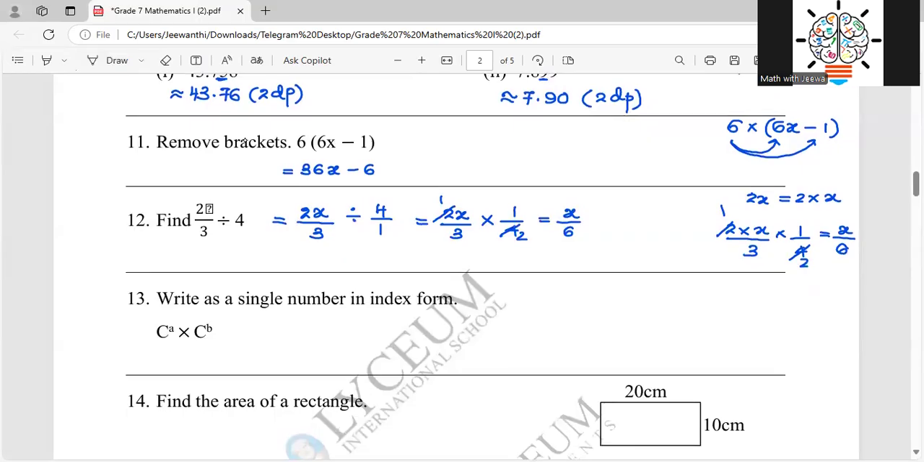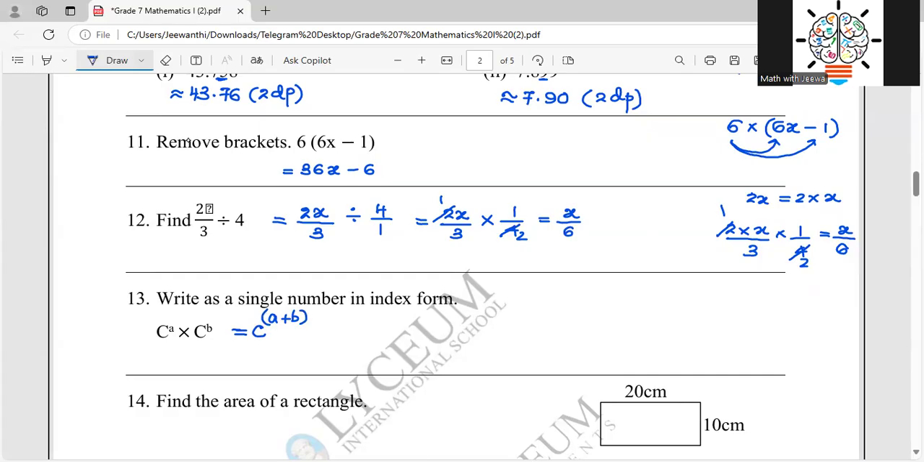Write as a single number in index form. Now you have c to the power a and c to the power b. You have the same base value. When you have the same base value, you add the indices, so you can just write a plus b like this. You can't get the final answer for the index because you don't know the values of a and b. So you just write the base value c, and as it is a multiplication, you add the indices, a plus b.